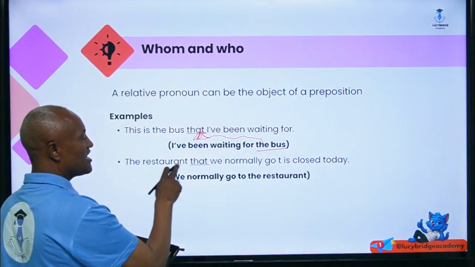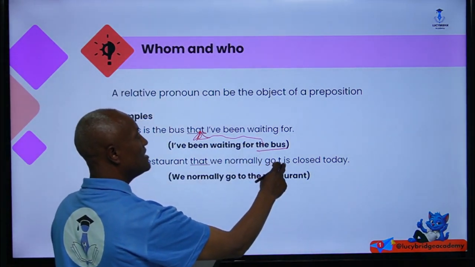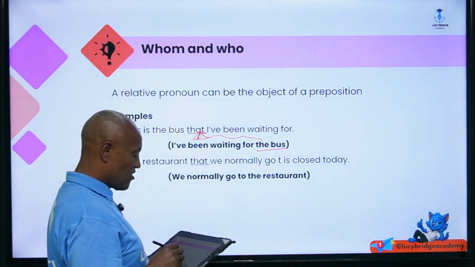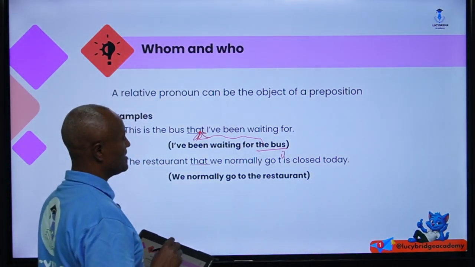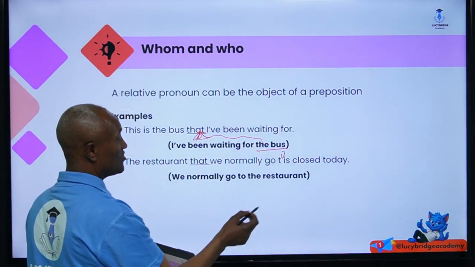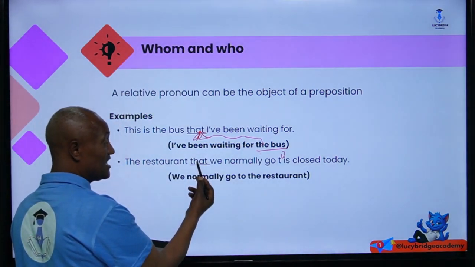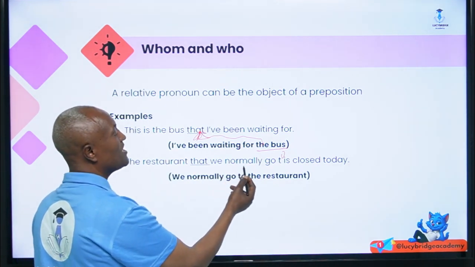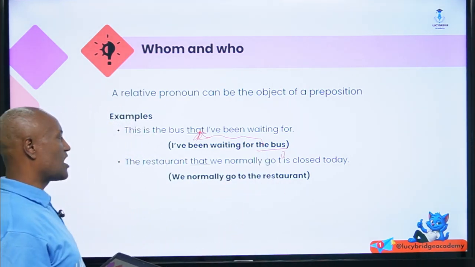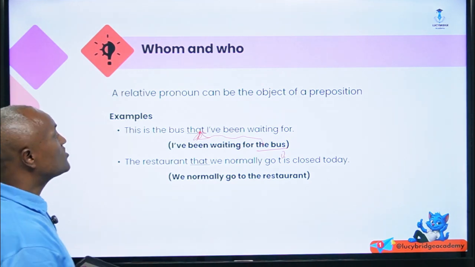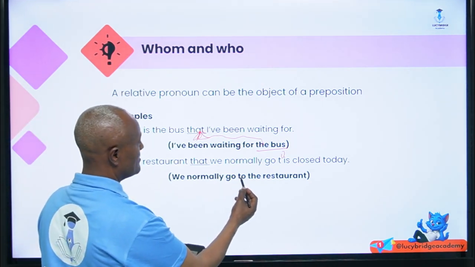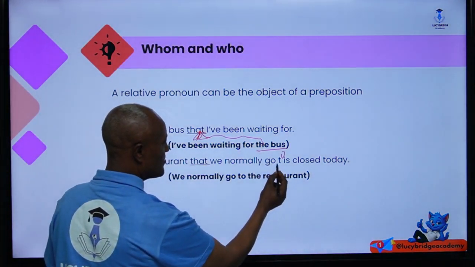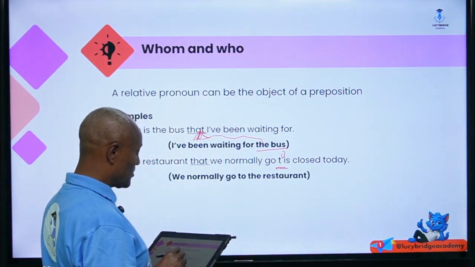The same thing here. The restaurant that we normally go to is closed today. Yes, go to. To is kept here. You can add this: and then we normally go to the restaurant. Therefore, now that is what? It is the object. The restaurant that we normally go to is closed. Yes? And then to is the preposition, because this is already the preposition.